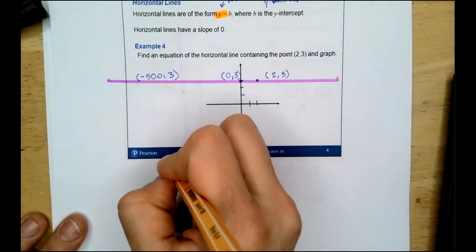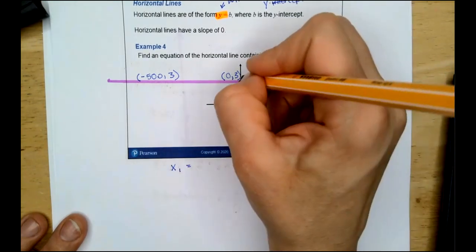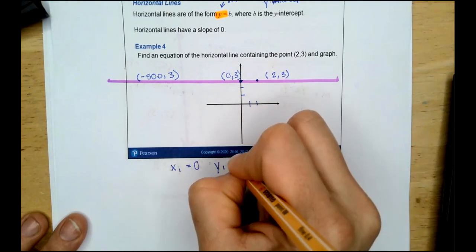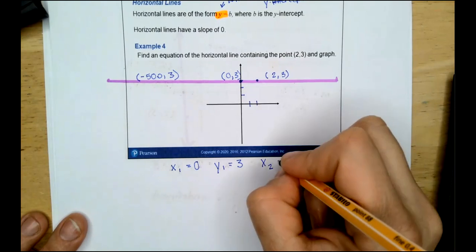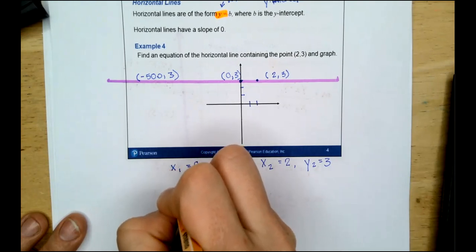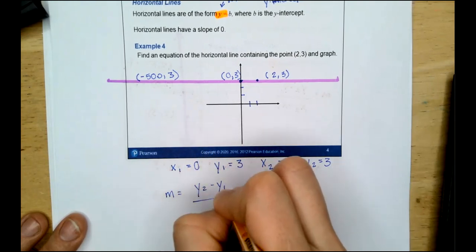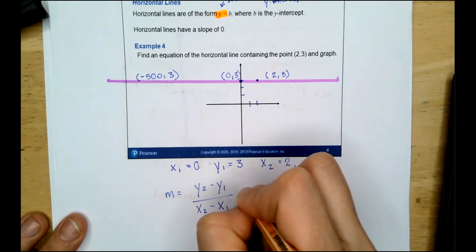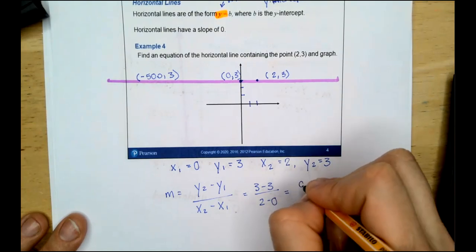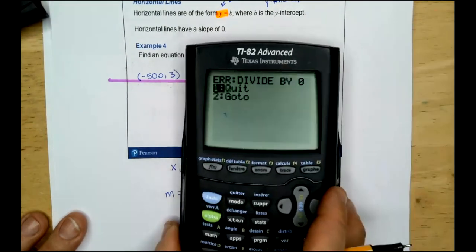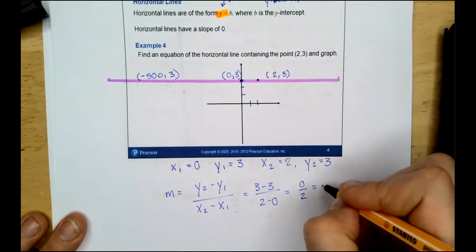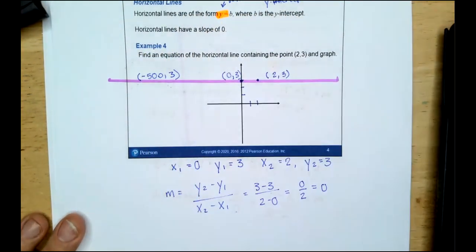So in that case, x1 is 0, y1 is 3, x2, I'll make this one, is 2, y2 is 3. Slope is y2 minus y1 over x2 minus x1. So that means I have 3 minus 3 over 2 minus 0. 3 minus 3 is 0 over 2. 0 divided by any number is going to be 0. So that's going to be a 0 slope.